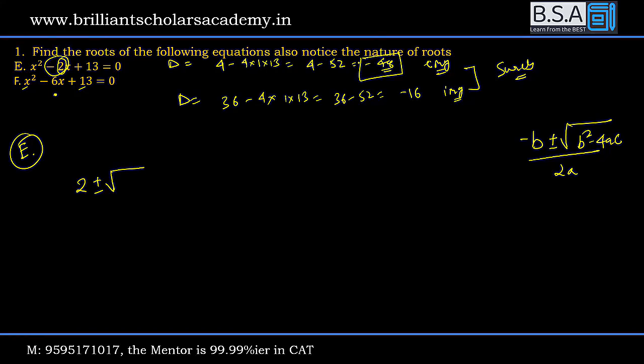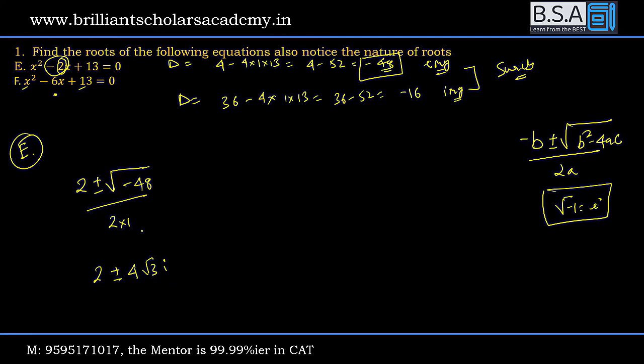This is delta, minus 48, upon 2 into 1. 48 में जितना आप निकाल सकते हो निकाल लो. 48 is 4 into 4 into 3. तो आपका हो जाएगा 2 plus minus 4 root 3 i over 2. जो root over minus 1 होता है, that is equal to i, iota. Root over minus 1 is the imaginary part. तो 1 + 2√3i एक रूट है, 1 - 2√3i दूसरा रूट है. There are two roots of the equation, both are imaginary.